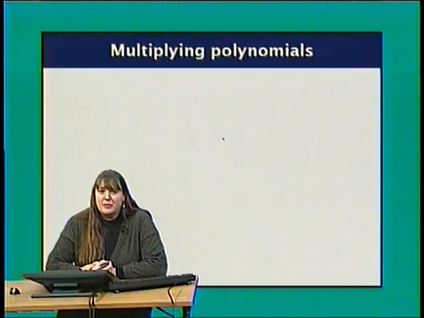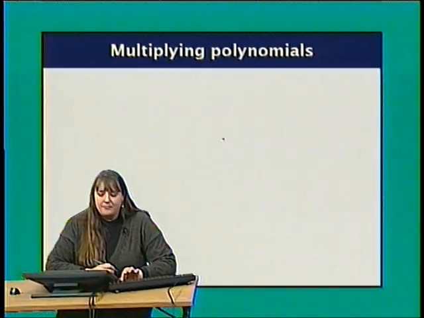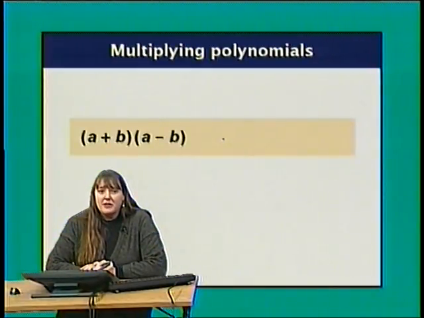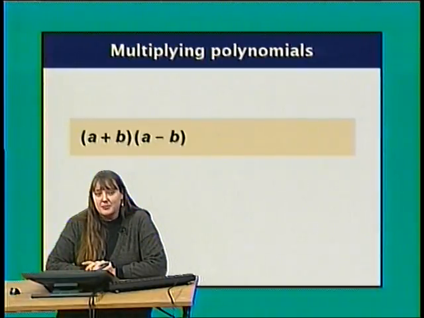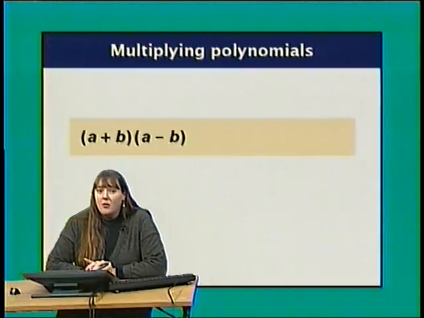Now I want to talk a little bit about multiplying polynomials. I'm going to review some of the things that we went over. I'm going to start by looking at a plus b times a minus b. Do you remember what these are called? The quantity a plus b and the quantity a minus b, these are conjugates. We have a binomial times a binomial, a two-term polynomial multiplied by a two-term polynomial. When we're multiplying two binomials together, we can use FOIL.